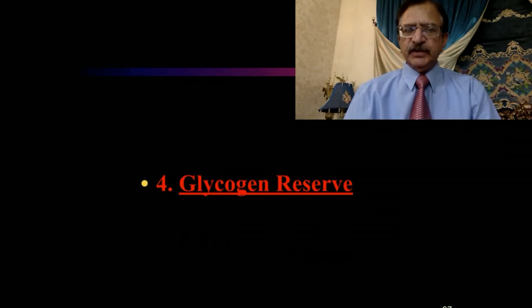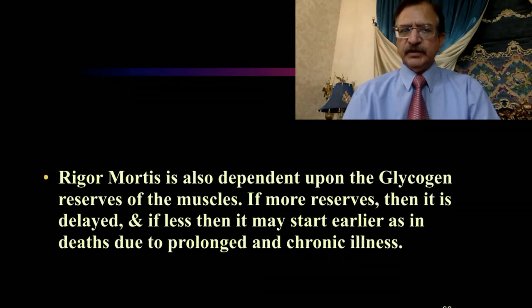Then about the glycogen reserves, the rigor mortis is also dependent upon the glycogen reserves of the muscles. If the reserves are more, then the development will be delayed, and if the reserves are less, then it may start earlier, as in deaths from prolonged and chronic illnesses.